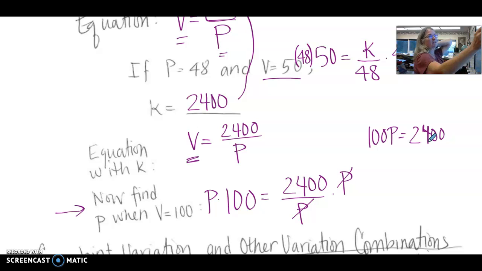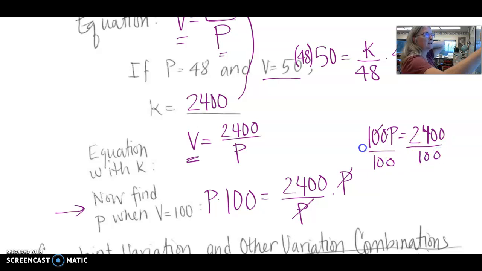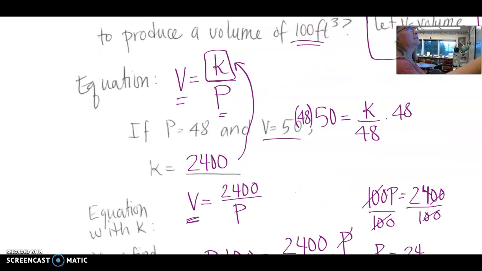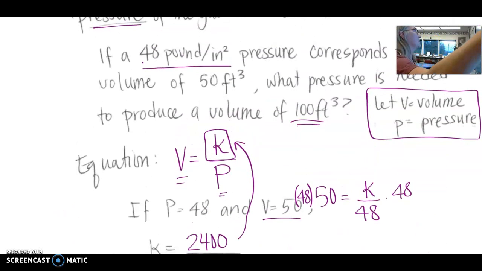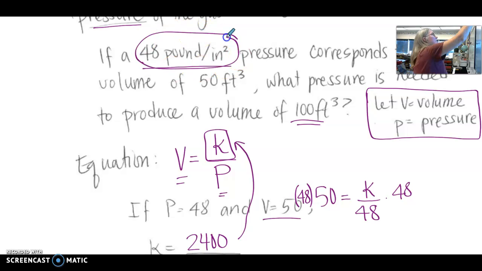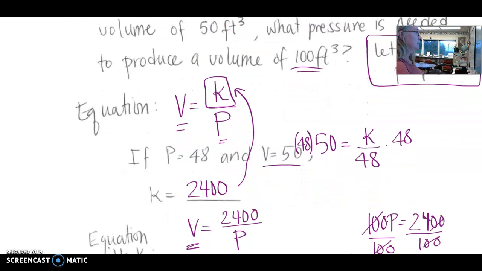And now I have 100 times P equals 2,400. So now I want to divide by 100 on both sides, and I get P is equal to, and we can just cross those zeros out, P is equal to 24, and it'll be the same units, pounds per square inch, that we were given in the initial problem.